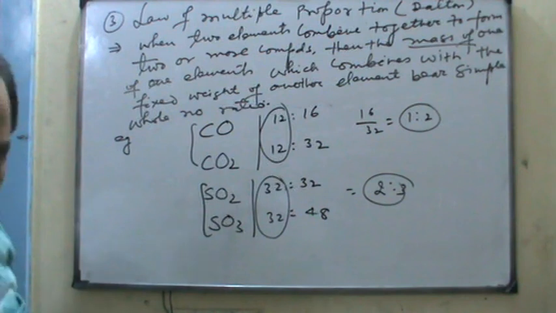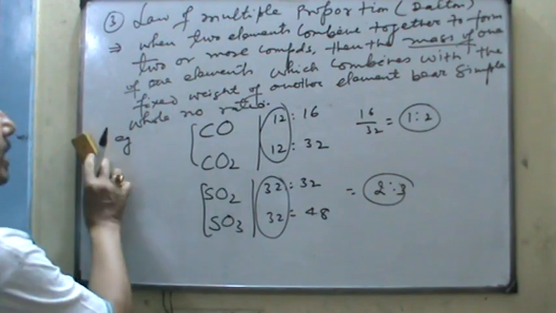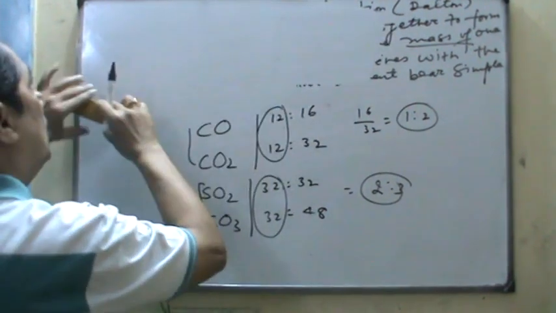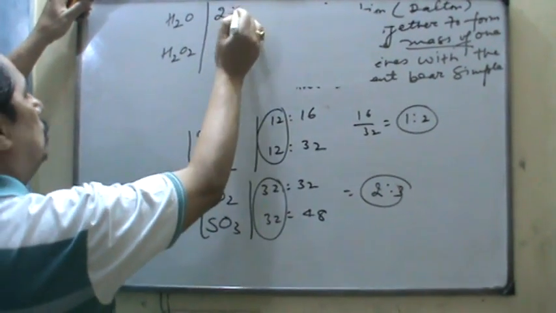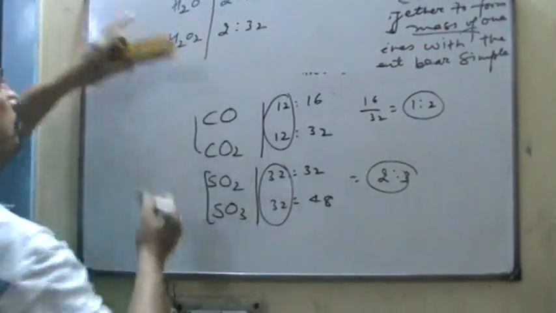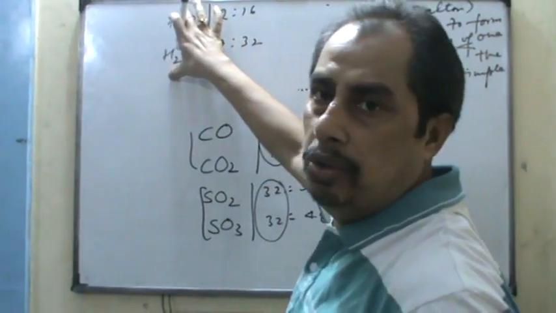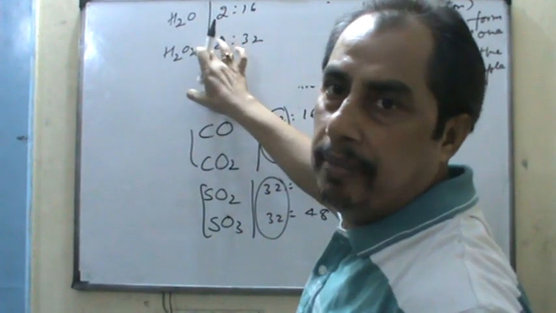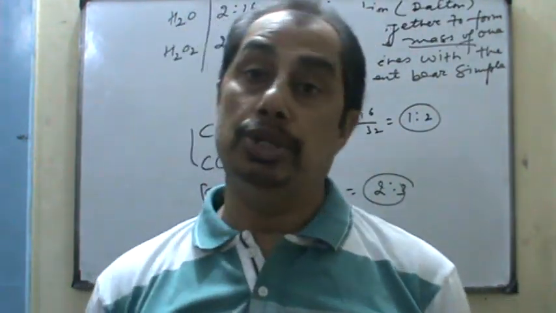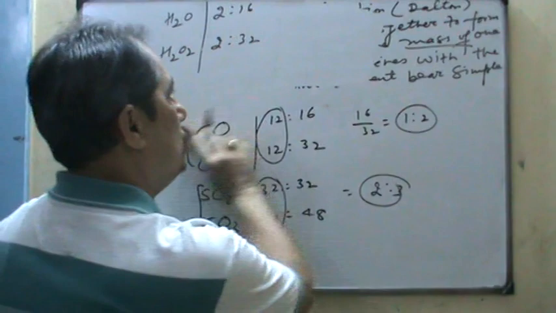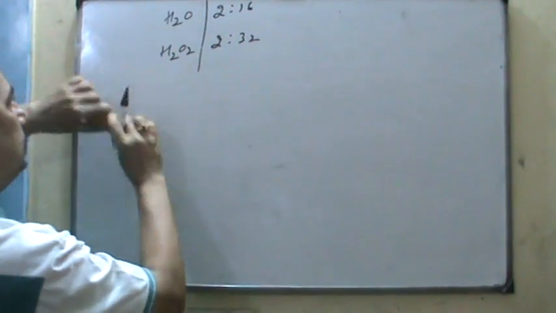I give you another example here. First you write down carbon monoxide, carbon dioxide, sulfur dioxide, sulfur trioxide, and then you can say water, H2O, and H2O2. What is that ratio? 2:16, 2:32, hydrogen peroxide and water molecule. Hydrogen mass is constant, 2:2, but what is the variation in terms of the oxygen? Here the oxygen is 16/32, that means 1:2.